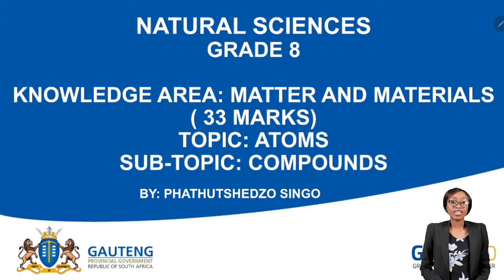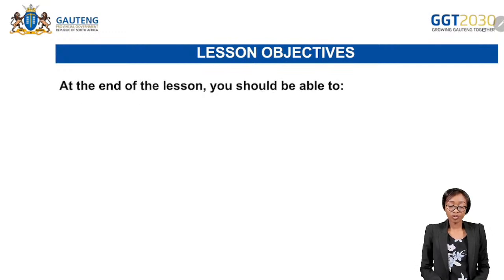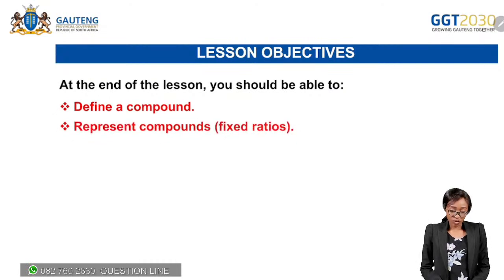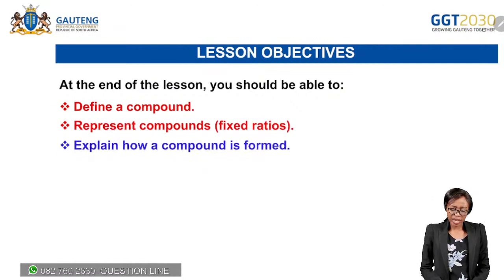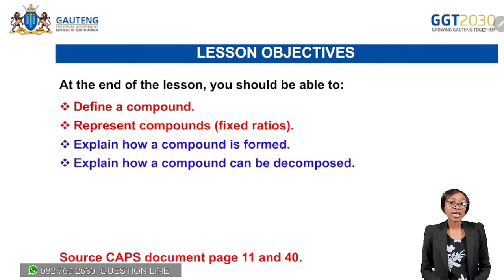Now let's begin today's lesson. Let's look at today's lesson objectives. By the end of today's lesson, you should be able to define a compound, represent compounds as fixed ratios, explain how a compound is formed, explain how a compound can be decomposed, and all of this is sourced from the CAPS document on pages 11 and 40.